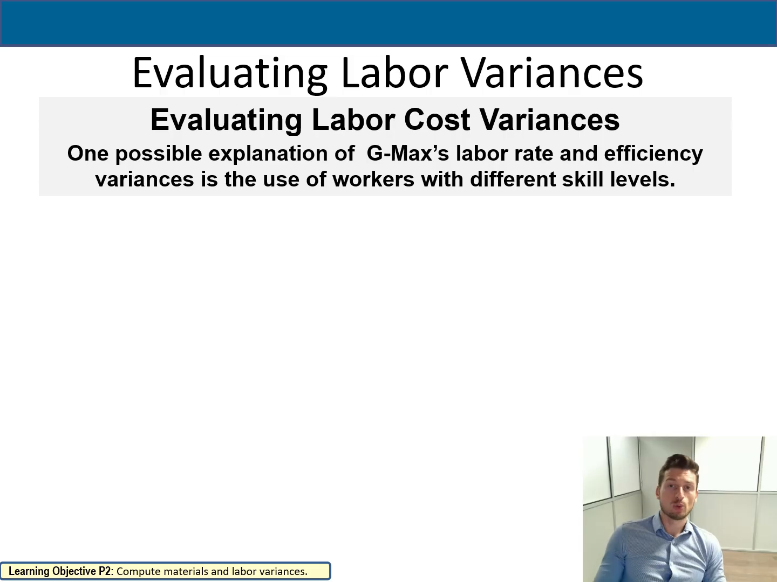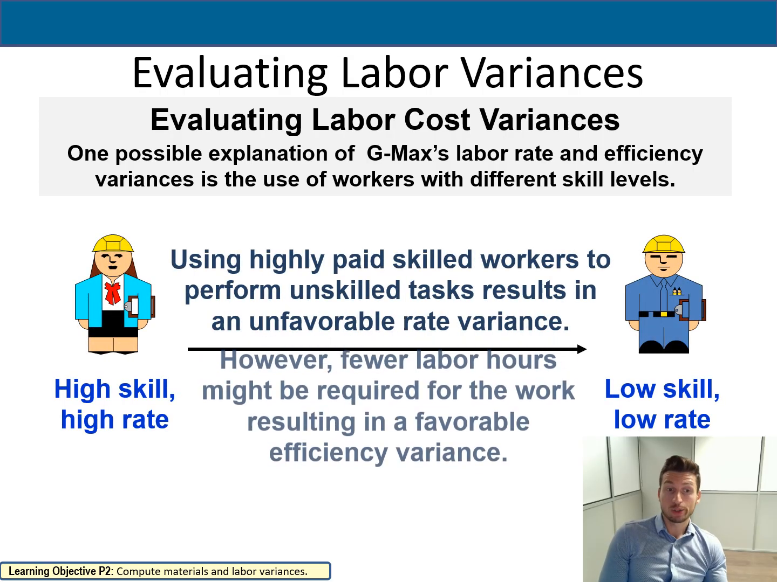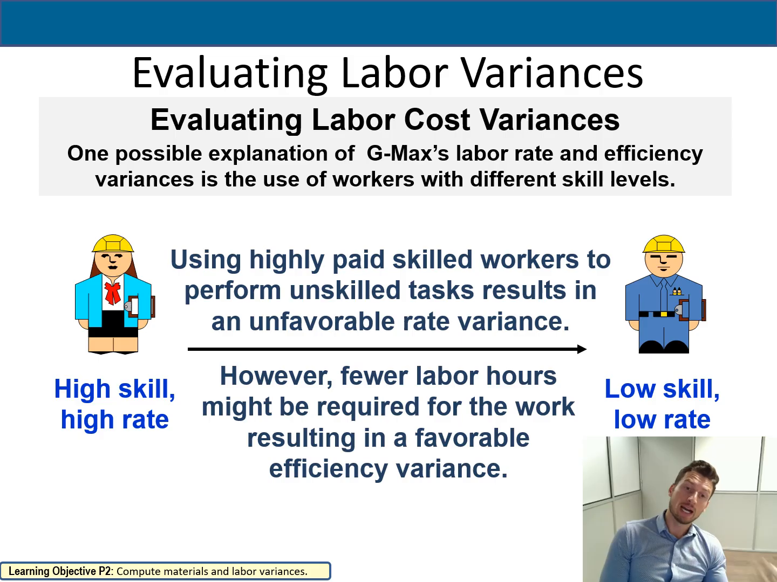So here we are evaluating labor variances, and we can say that one of the reasons why we have these variances is maybe we are using workers with different skill levels. So what does it mean? It simply means that when you have a high skill worker, you pay a high rate, which means that you're paying more salary and they are high skill, and they work faster. When they have low skill, you pay a low rate, but they maybe work slower. That's why we can have these variances.